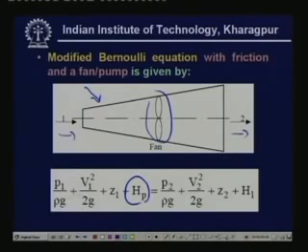If P1 by rho g is equal to P2 by rho g, and V1 square by 2g is equal to V2 square by 2g, and Z1 is equal to Z2, then these terms get cancelled out, and you have Hp is equal to H loss. That means the head gain due to the fan should be sufficient to overcome the head loss due to friction.